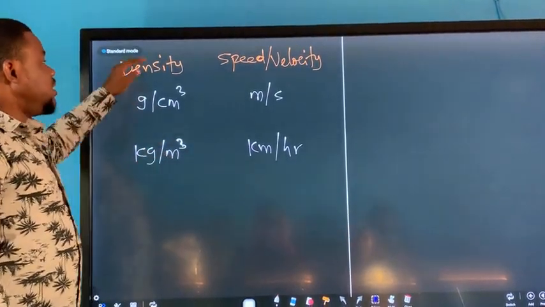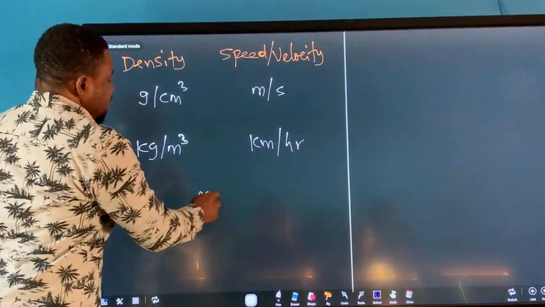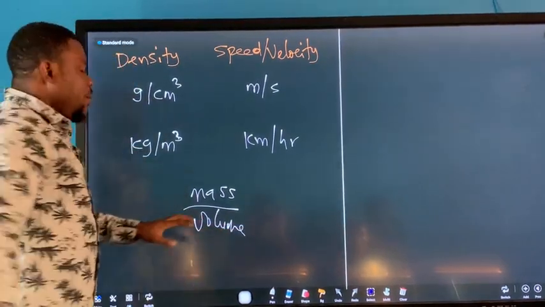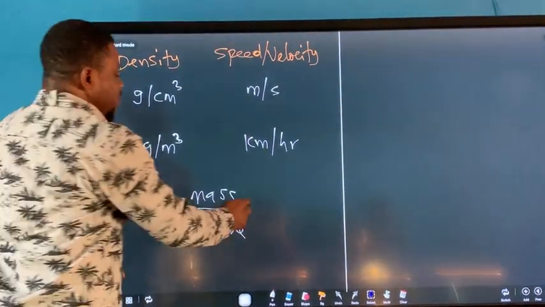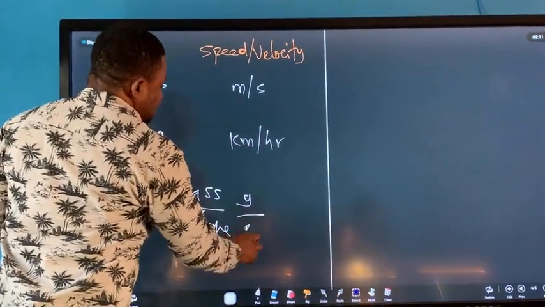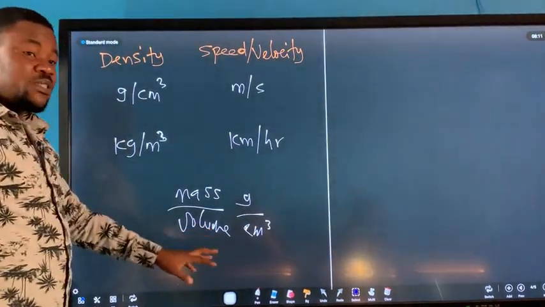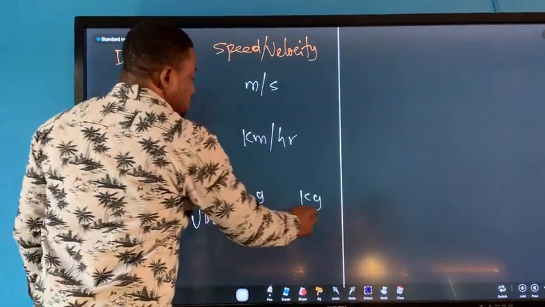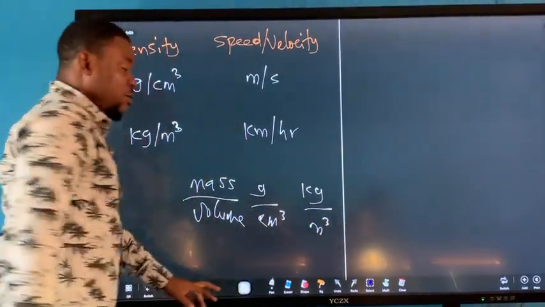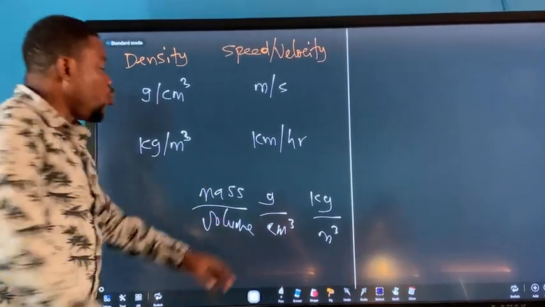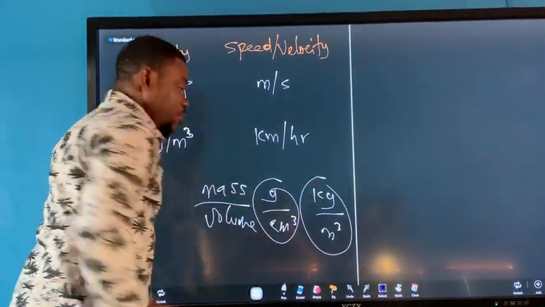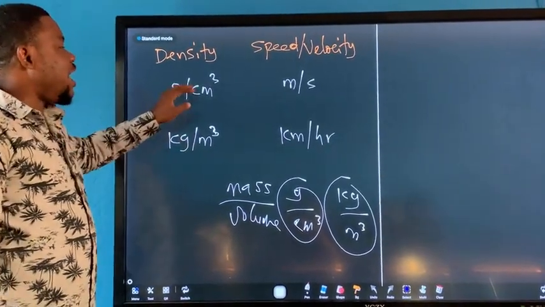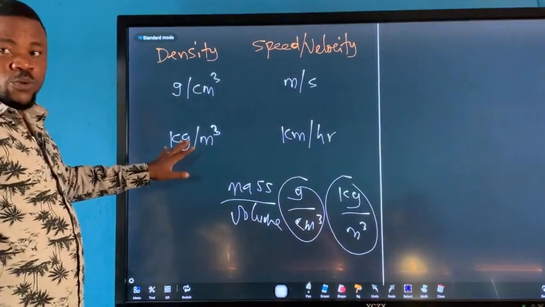You get it? Density is given as mass over volume. And because it's mass over volume, you're going to have gram from mass, and then centimeter cube from volume. That's you're using gram and centimeter cube. Or you have kilogram from mass, and a meter cube from volume. And these two units are acceptable. Both of them can be used. So what if a question is given here, and you want to convert it?